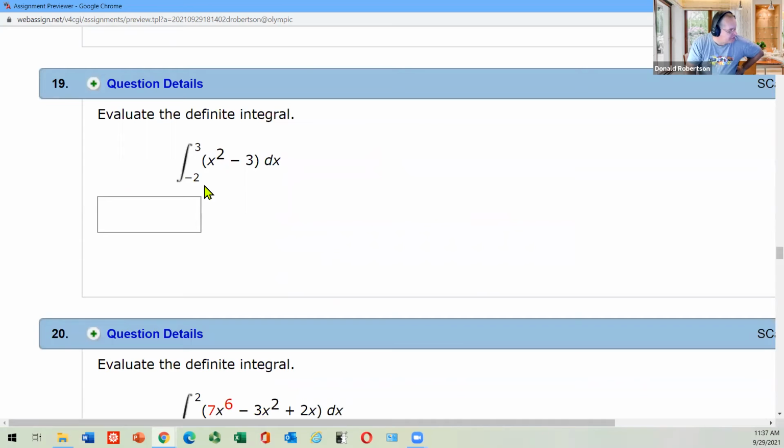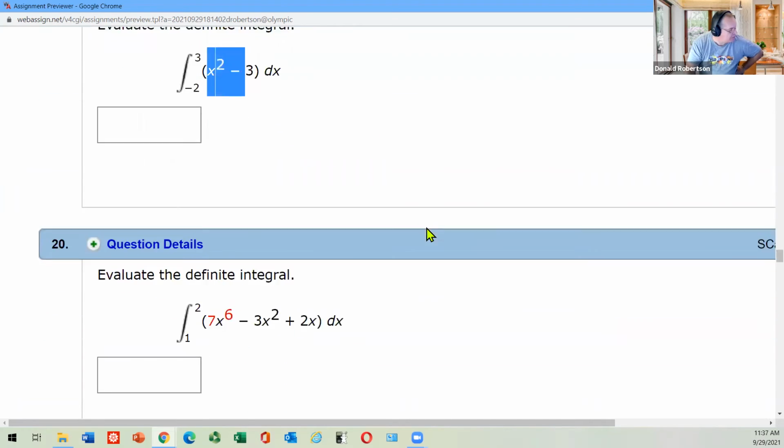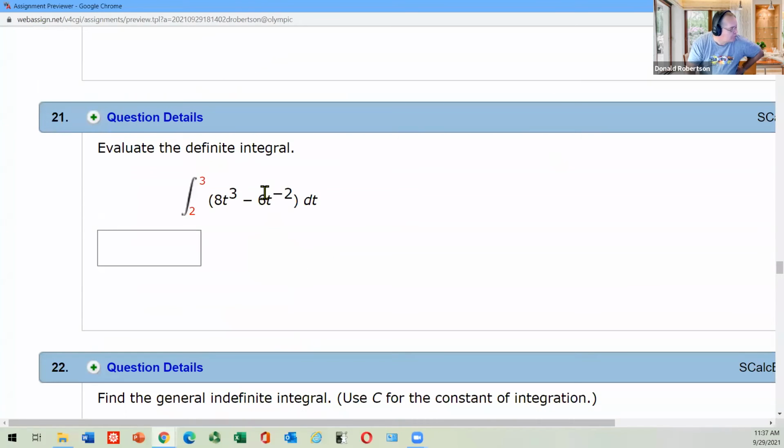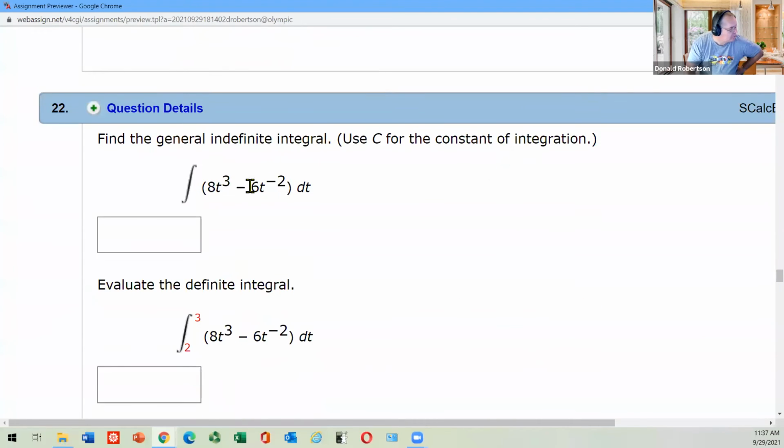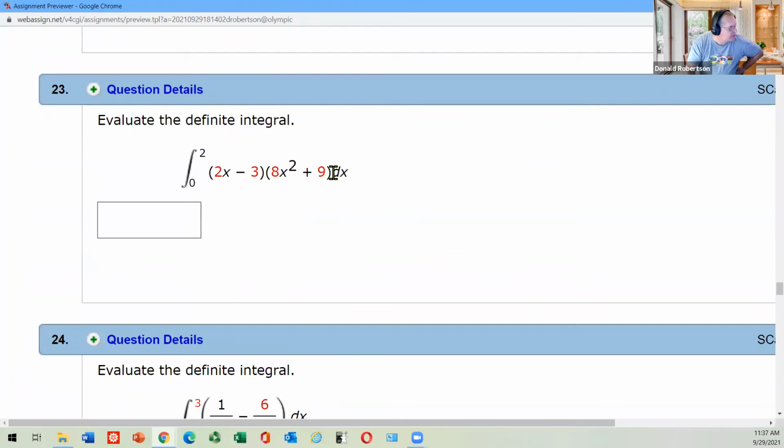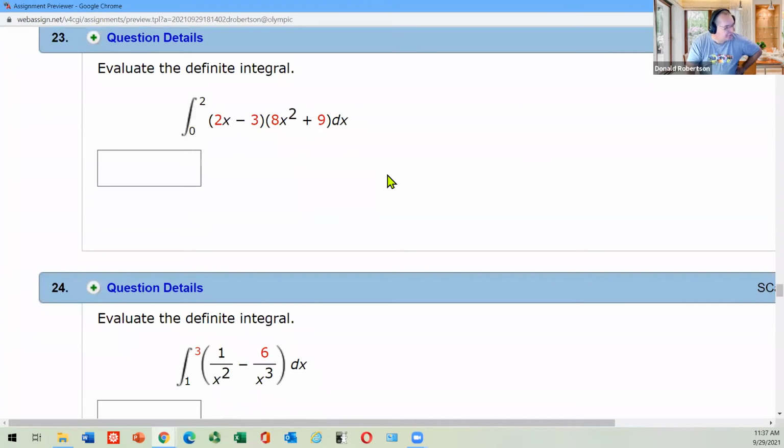This is a definite integral, but isn't that a nice power rule? Nothing much going on there. Power rule, more power rules. Okay, hopefully this one's a pretty straightforward one.